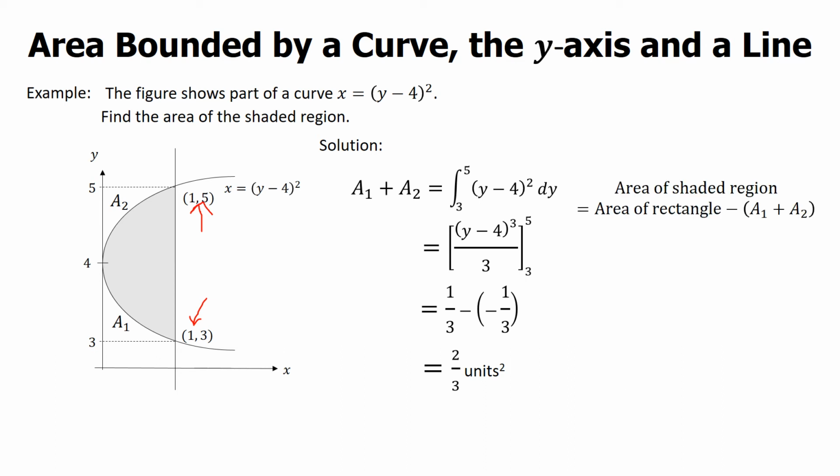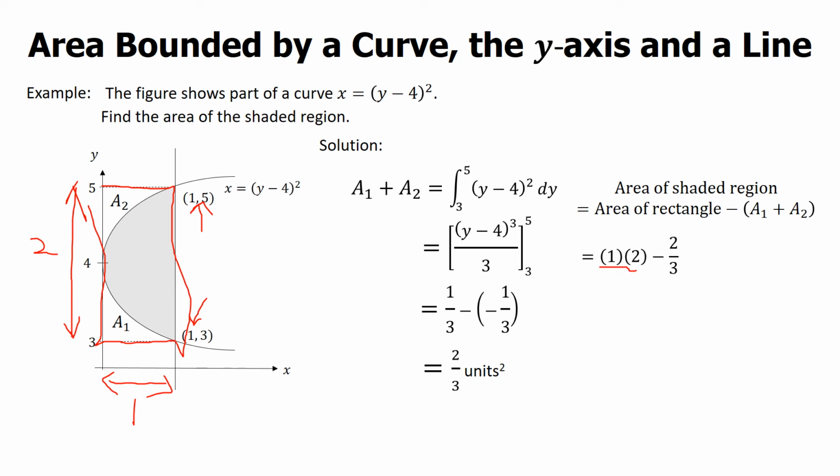So we want to find the area of the shaded region. So it will be the area of the rectangle. Can you see the rectangle, which is this whole rectangle? Okay, and then minus A1 plus A2. So for this rectangle, the width is 1 unit and the height is 2 units. So the area of this rectangle will be 1 times 2, minus 2 over 3, which is A1 plus A2. And the answer for the shaded region will be 4 over 3 units squared.